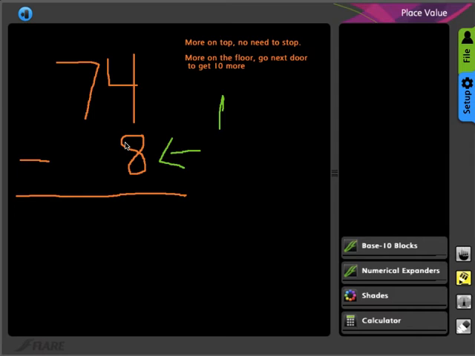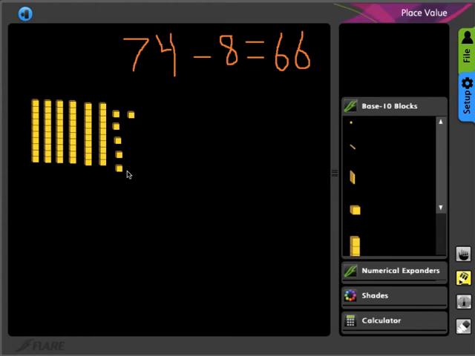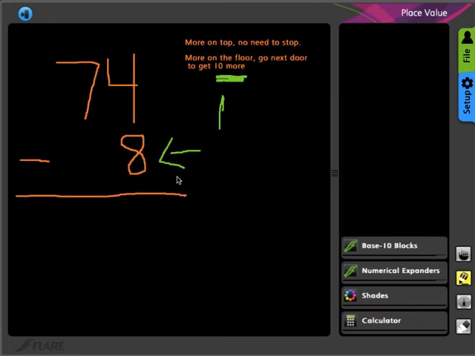So we're gonna need to go next door. When it says go next door, it means go over to your tens. We need to get 10 more. Think about when we solved it this way with the blocks. We had to go into our tens and get 10 ones. It's no different when we do it this way. We need to come over to our tens and take a 10 and bring it over to our ones.